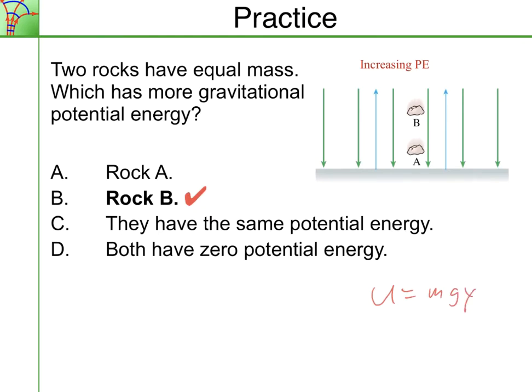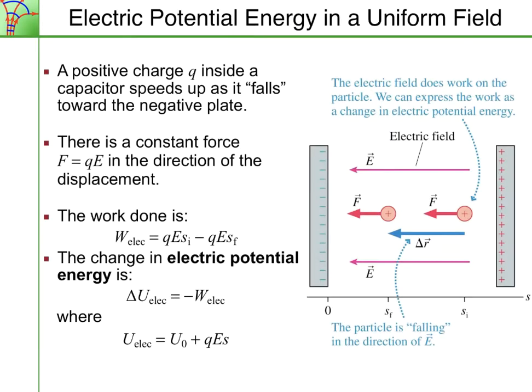As you move it up, away, the gravity is doing negative work. You're storing energy in the gravity-rock system. The same is true for electric potential energy.